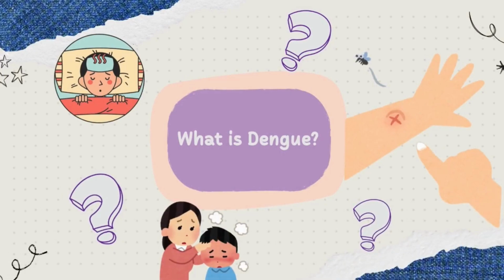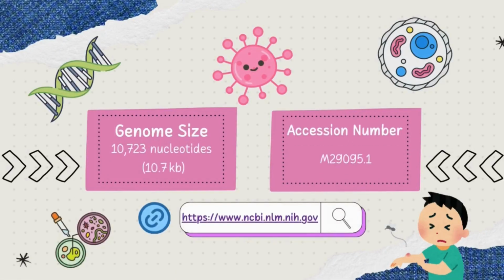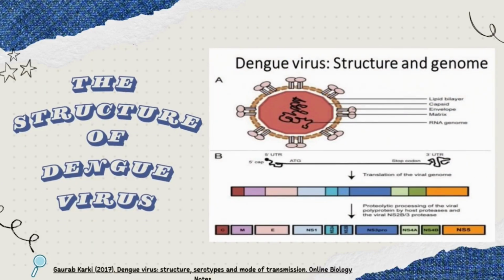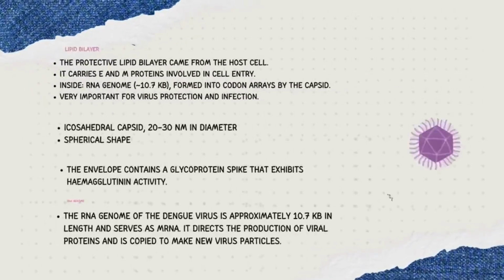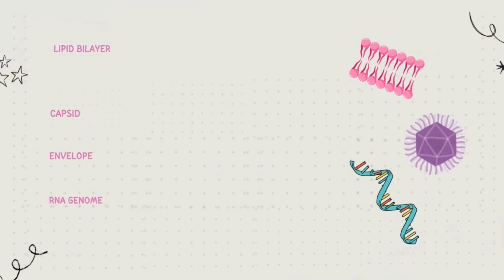What is dengue? So this is the genome size and accession number of the dengue virus. So now let's check out the structure of dengue virus. The dengue virus consists of lipid bilayer, capsid, envelope, and RNA genome.